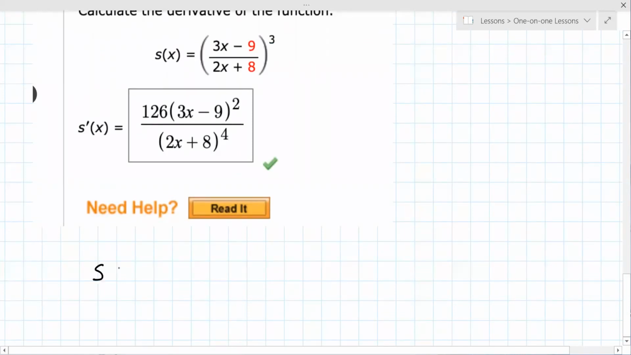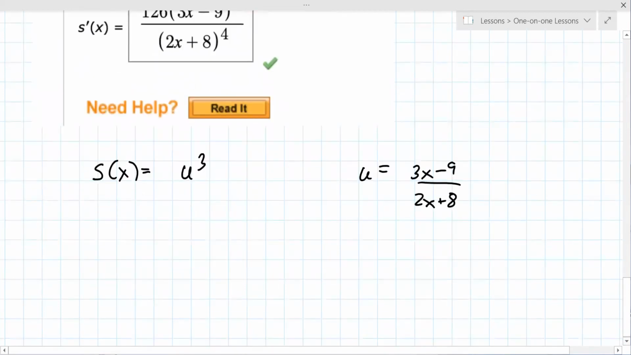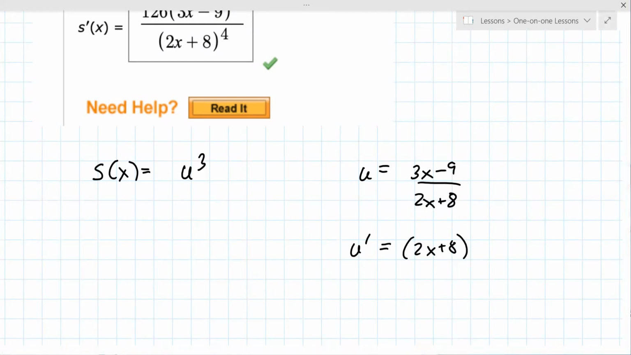All right, so s of x in this case is u cubed, where u is equal to 3x minus 9 over 2x plus 8. Do you remember the quotient rule from last week or for your exam? Yeah, I remember it. Okay, so the way it goes, you take the bottom, and then you multiply it by the derivative of the top. What's the derivative of the top there? Of the 3x minus 9? Yes, it's just 3.